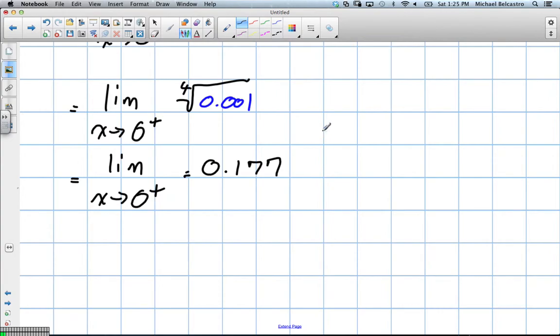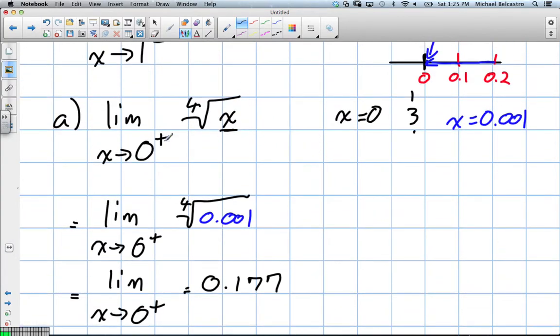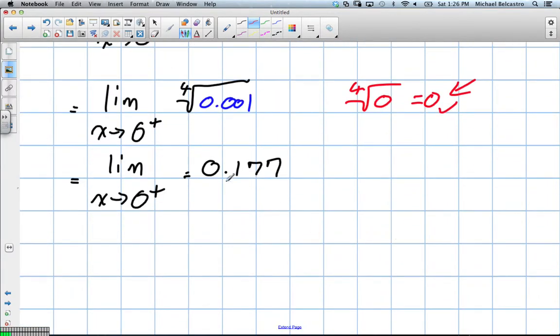And the smaller our value goes, this value is going to continuously get closer and closer to 0. On a graph, approaching from the right will exist because we can find the fourth root of any positive value. Yes, it's a little farther from 0 from our number, but it's still approaching 0. And if we find the fourth root of actually 0, it's going to be equal to 0. So yes, we are approaching 0. So the limit does exist.